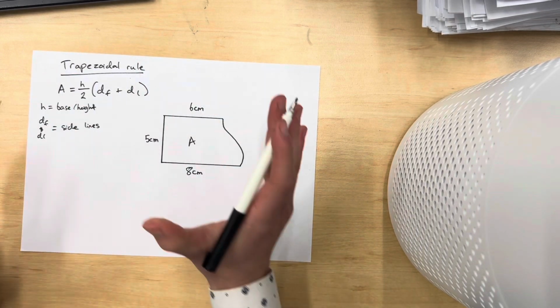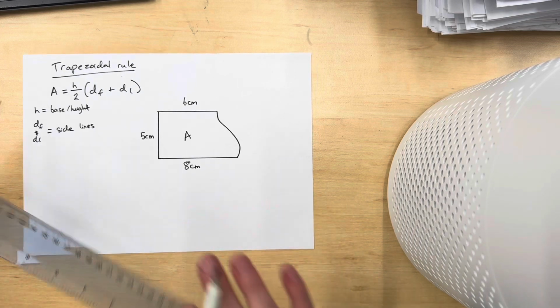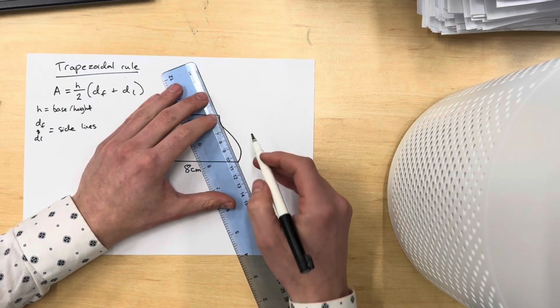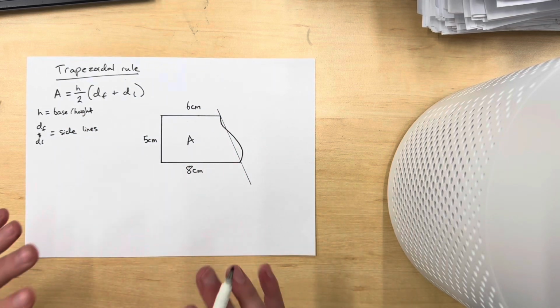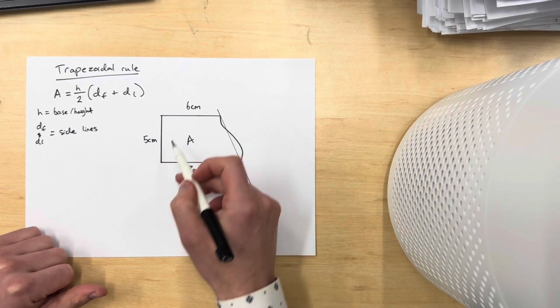And using this rule, we can effectively estimate the rough size. When you put a line through it, you can see it's not going to be completely accurate, but effectively we're estimating the size within there.